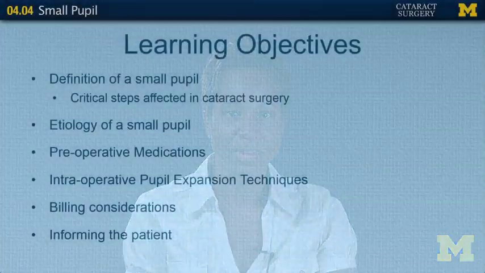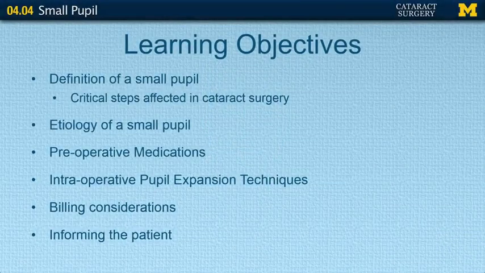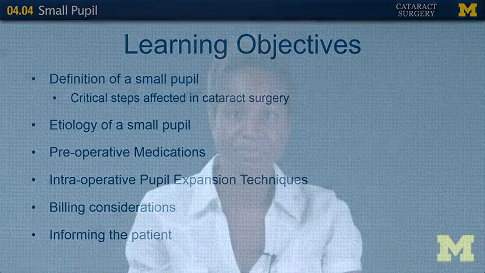I'm faculty at Kellogg Eye Center, University of Michigan, and today I'm going to be talking to you about small pupil cataract surgery. So the goal of this lecture is to define what a small pupil is and how it affects the critical steps in cataract surgery, describe some causes of a small pupil, preoperative medications that can be used, different intraoperative techniques to help expand the pupil, billing considerations, and then what to say to the patient.